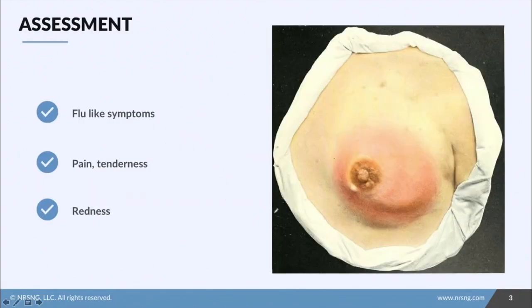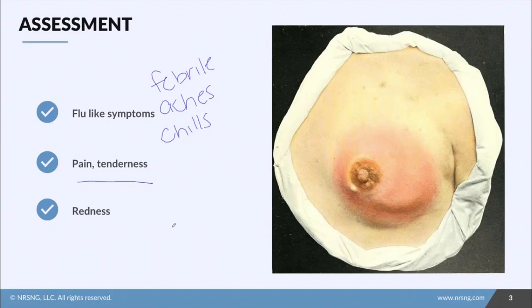So what is this patient going to look like? What are her assessment pieces? She's going to have flu-like symptoms because it is a bacterial infection. So that'll be aches, you'll have chills, she'll be febrile, the high temperature. In addition to that, she's going to have some pain and tenderness at the site. She might have some localized edema, and she'll also have some redness. And it's just going to be localized at that site.